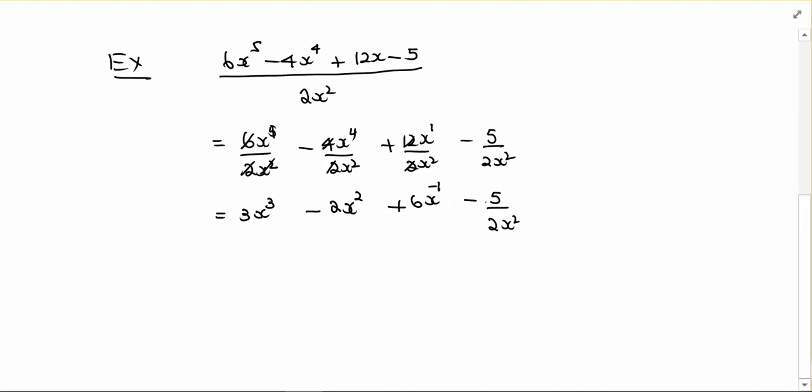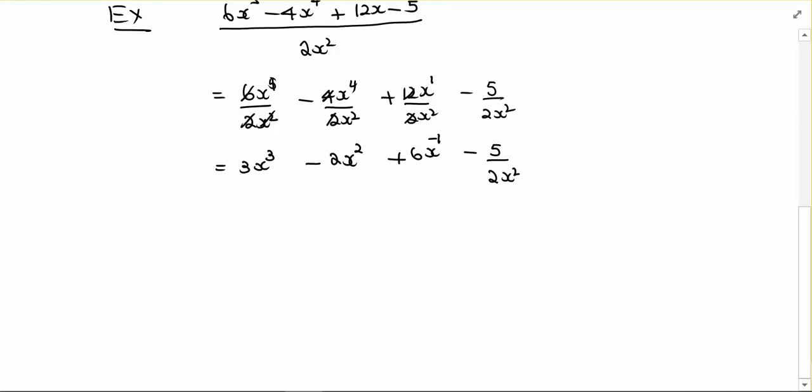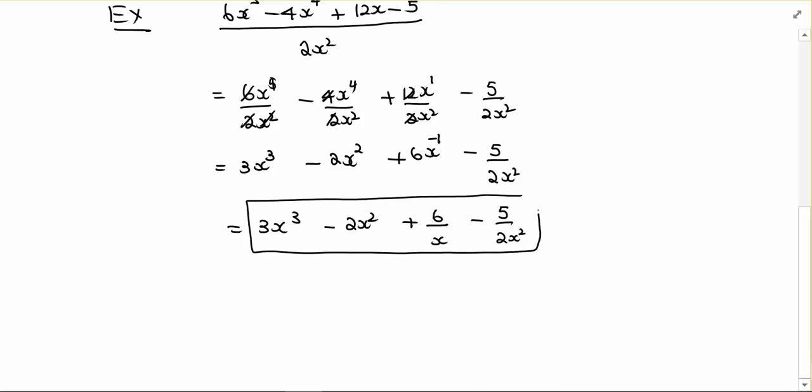Now remember, you can't leave anything with a negative exponent as a final answer, so all you have to do is move that to the denominator and you are done. That's it for dividing polynomials for us.